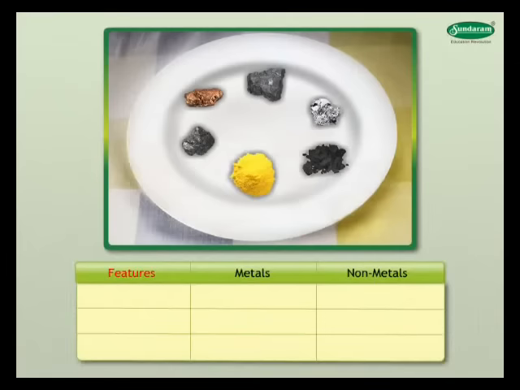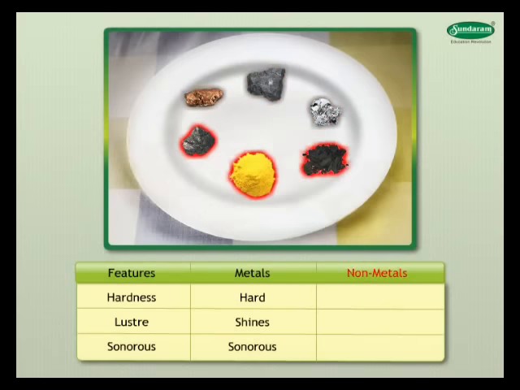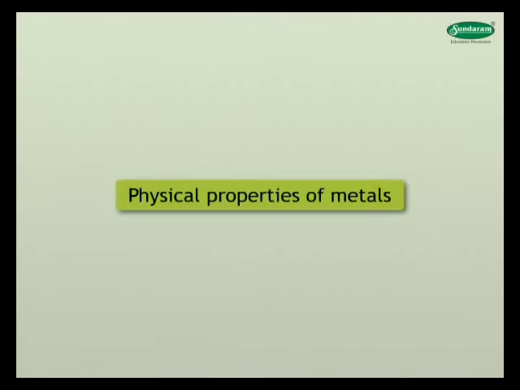Which features did you consider to classify them? Hardness, luster, sonorous, that is, the ringing sound when struck. Metals are hard, they shine, and are sonorous. Non-metals are brittle, they look dull, and are not sonorous. Now let us move to the physical properties of metals.